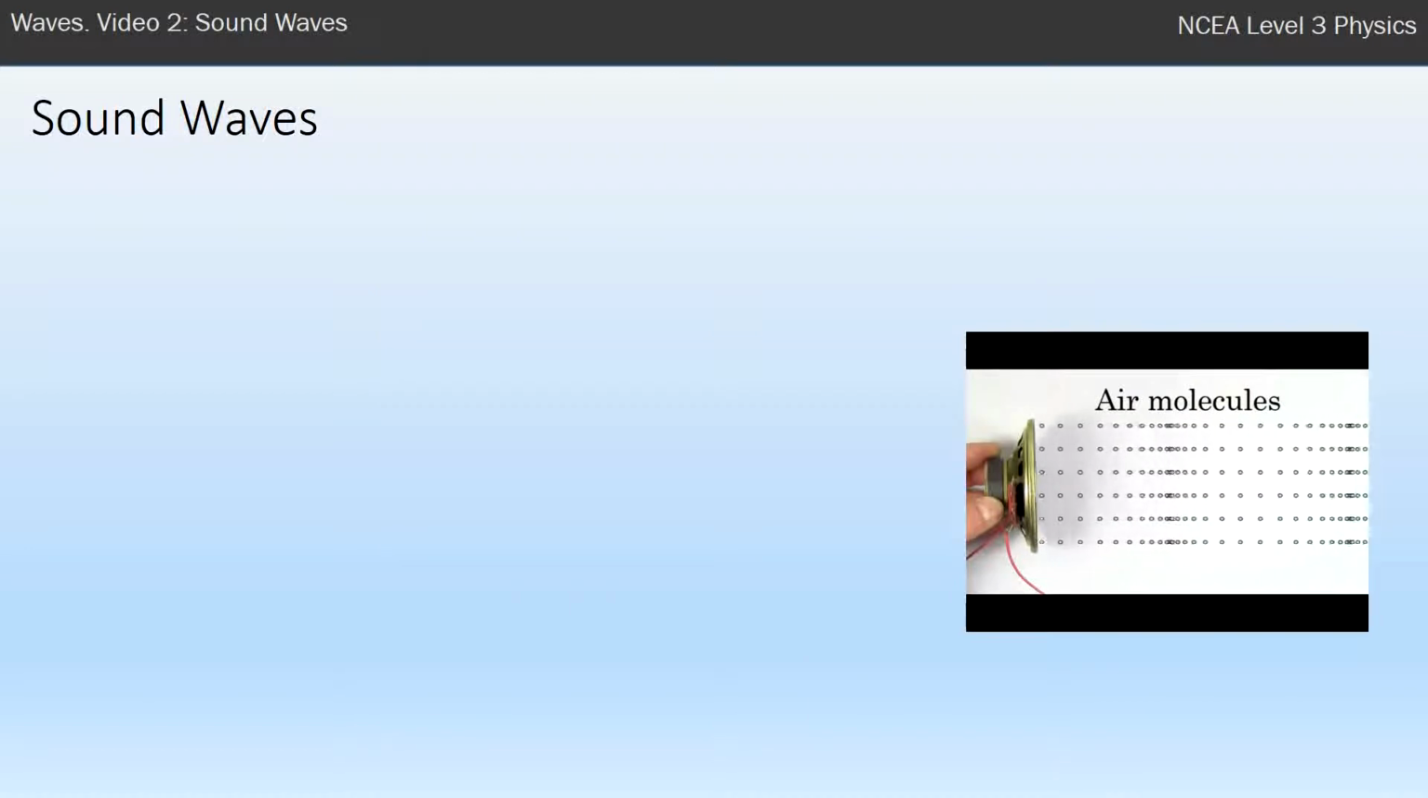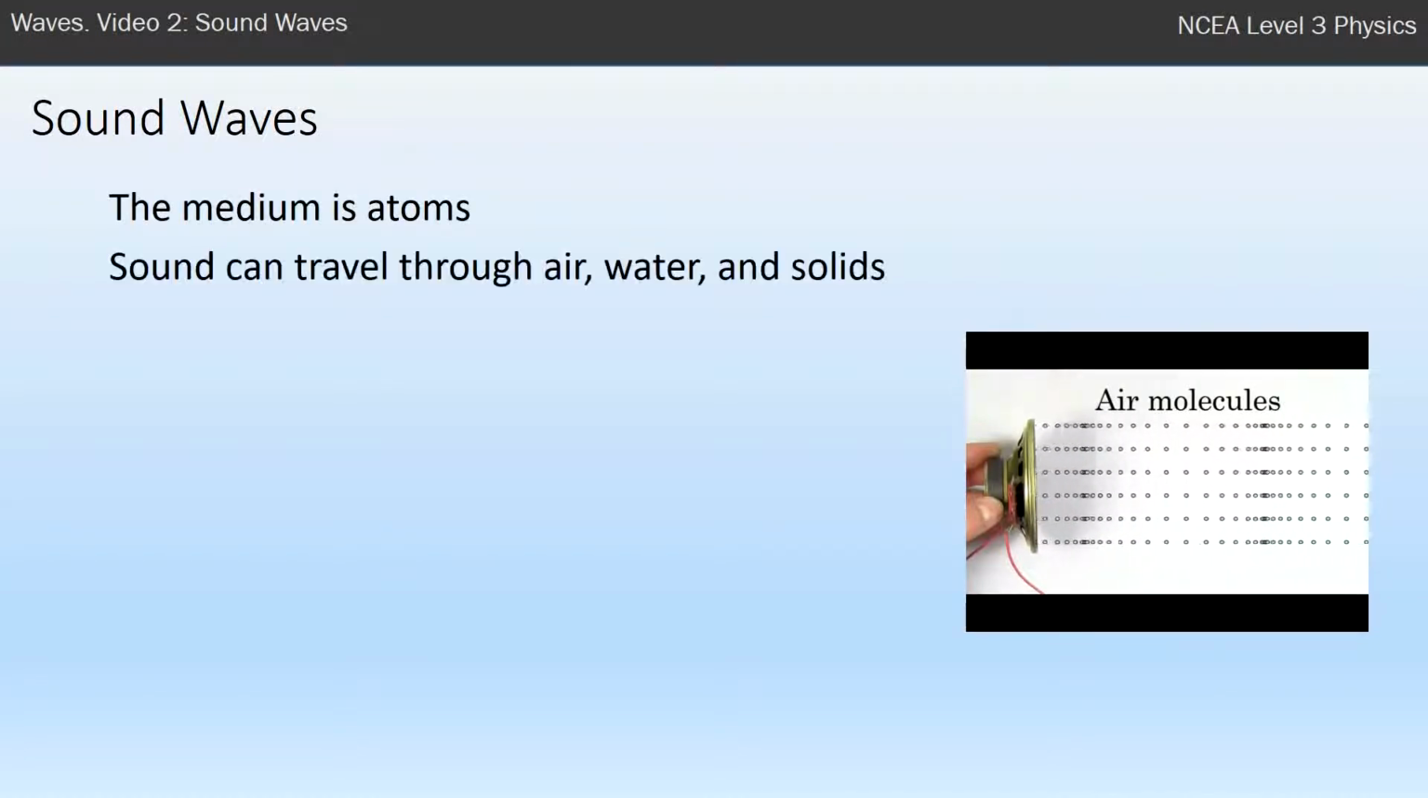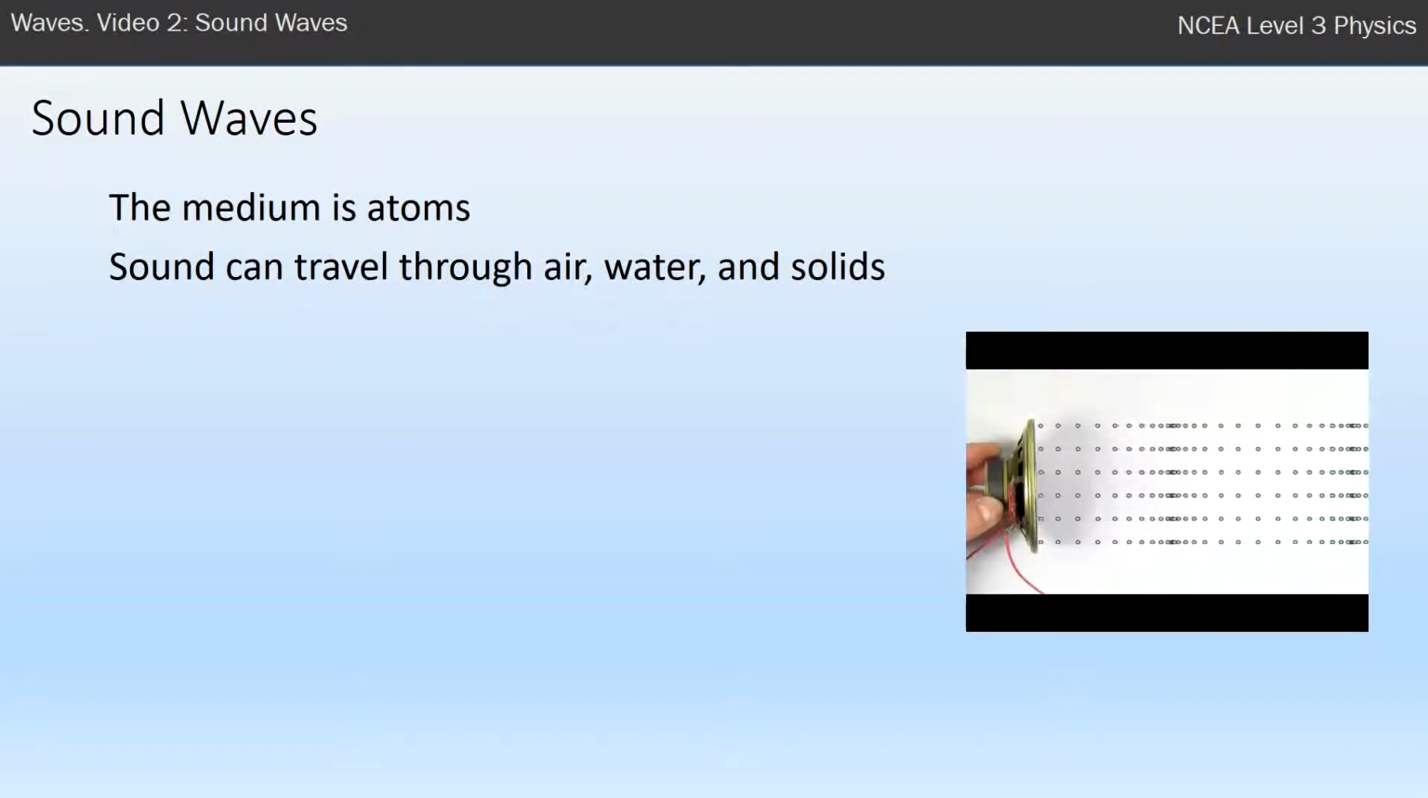So sound, because it goes through air, or through molecules, can go through atoms when they're a solid, can go through atoms when they're liquid, can go through atoms when they are a gas as well. And because those atoms in a gas versus a solid are different distances apart and moving at different speeds, interacting differently, you get different speeds. So sound has different speeds depending on the material it's going through.